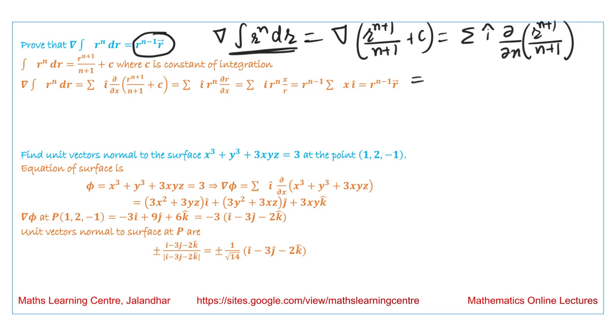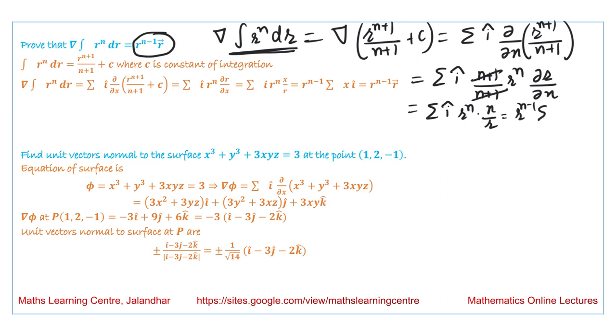So we are writing this is equal to sigma i cap, n plus 1 by n plus 1, r raised to the power n, curly r by curly x. These two values get cancelled. And the value of curly r by curly x, we know, is x by r. So we are getting sigma i cap r raised to the power n into x by r. This is equal to r raised to the power n minus 1 sigma i cap x. So this is equal to r raised to the power n minus 1 into r vector.